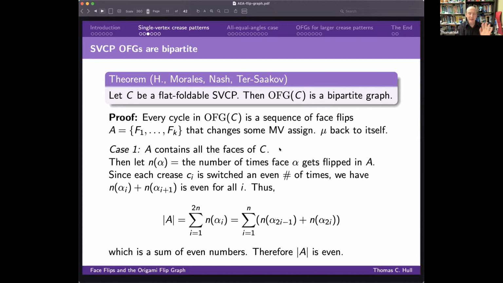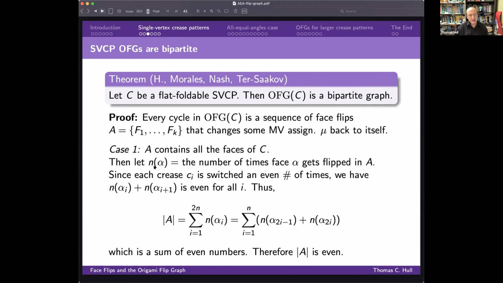That case is quite a bit different than if some of the faces are missing from the sequence. So we'll treat them as 2 cases. So in this case, if every single face is flipped here, but maybe some of them are flipped twice, you can flip a face more than once. And in different orders, that might do different things to the mountain valley assignment.